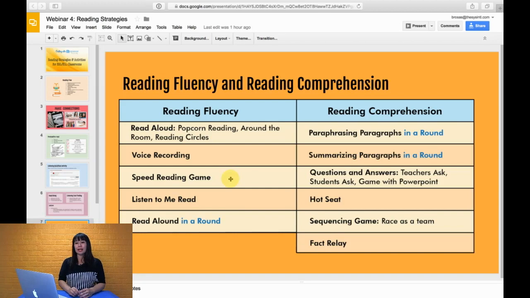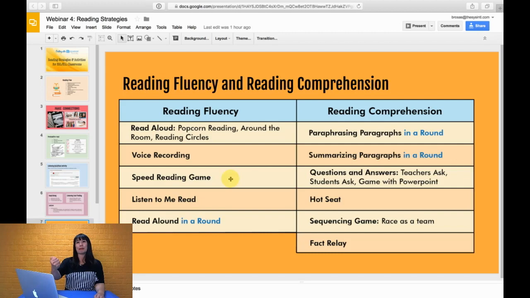Our next one is a game called speed reading. So this one is about how fast a student can read a sentence, and they want to increase or decrease the amount of time they're reading that sentence to become more fluent. So a teacher can have them prepare the whole reading for reading fluency and then choose randomly at that point a sentence for the student to read. The teacher can then time that student or give them 15 seconds. It really depends on how long the sentence is.